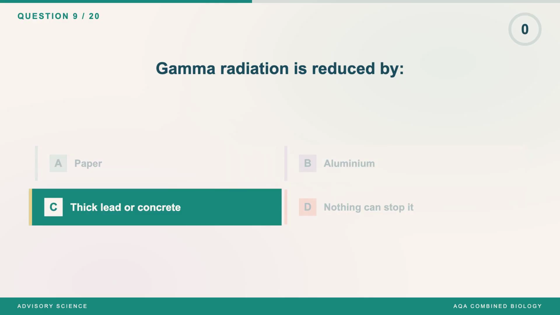The answer is C, thick lead or concrete. Gamma has no mass or charge, so it penetrates deeply. Thick lead or several meters of concrete are needed.